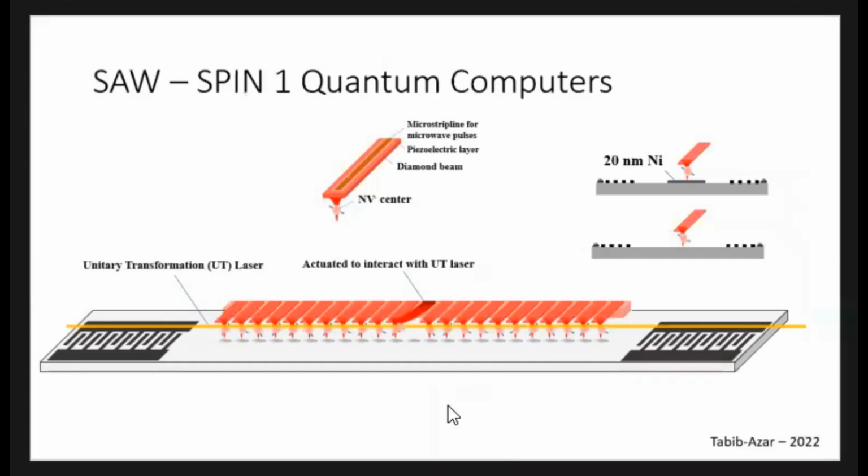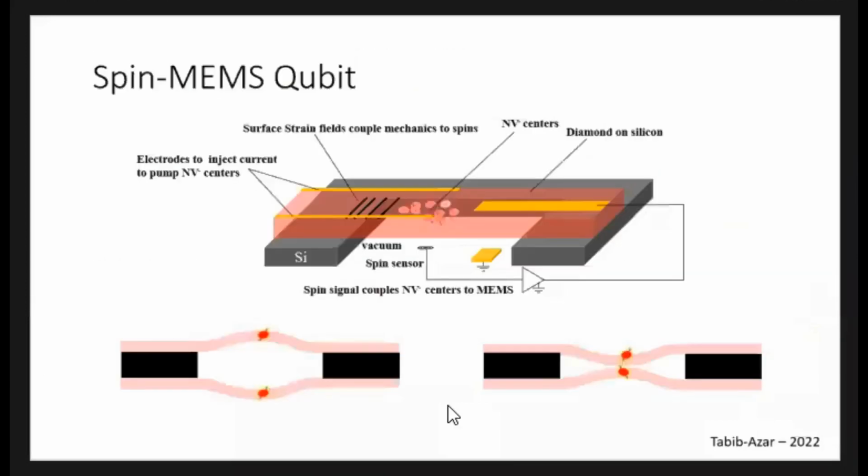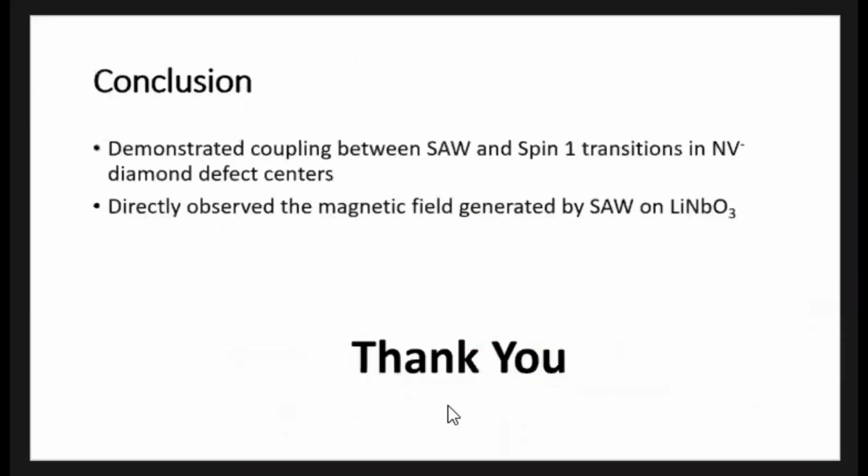And then we can construct a SAW-based quantum computer by bringing these NV centers onto the chip and having them interact. So these are explained in detail in the paper. And the next step would be to put this on a bridge. I apologize.